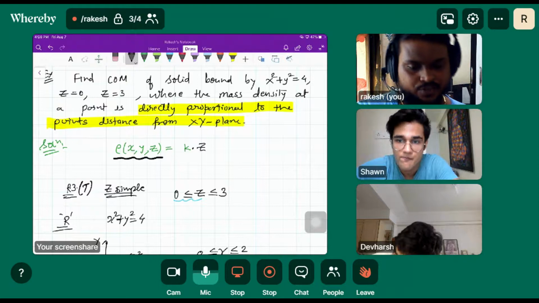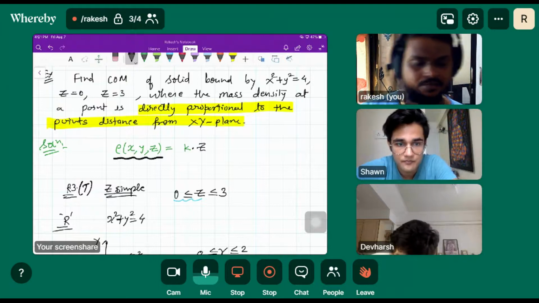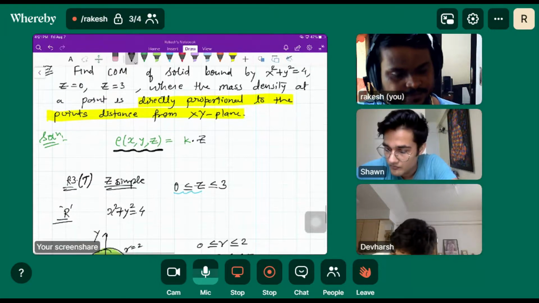So I will explain this question to you, then you complete the triple integration. Explain this again.